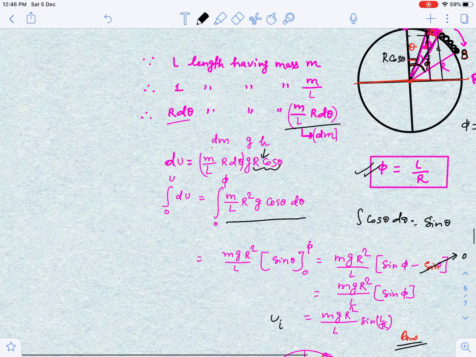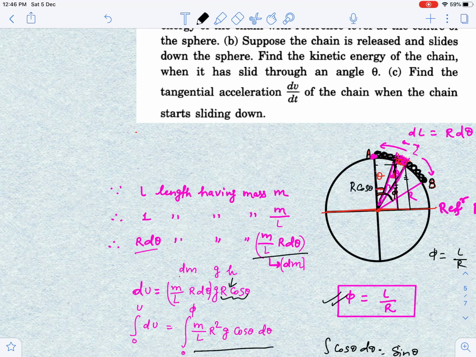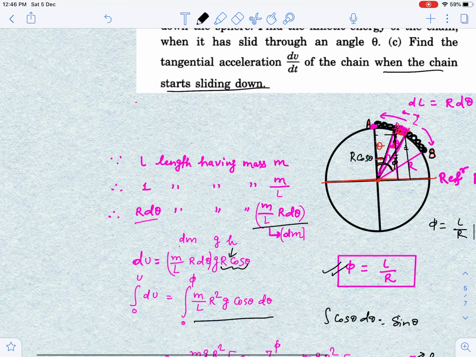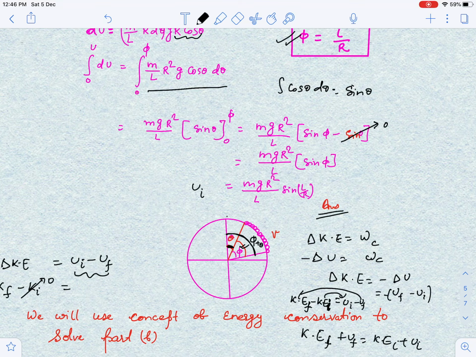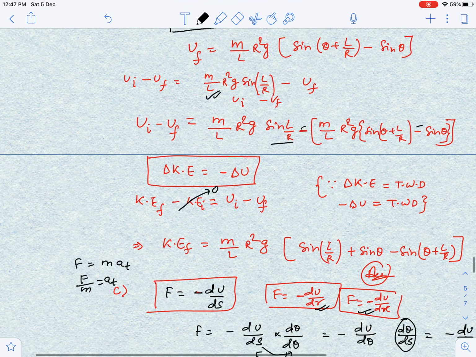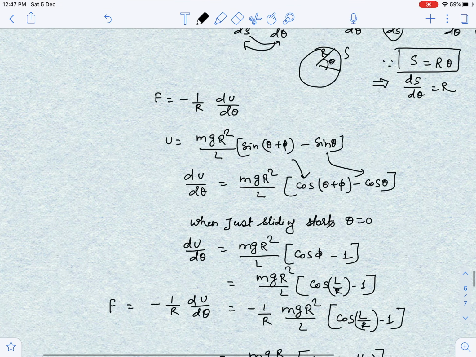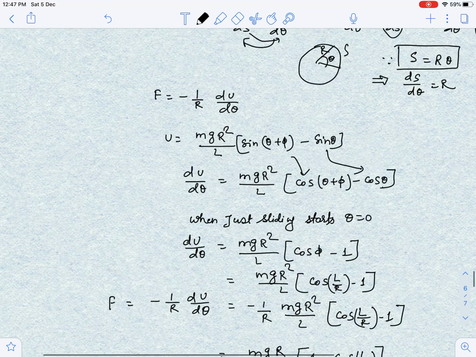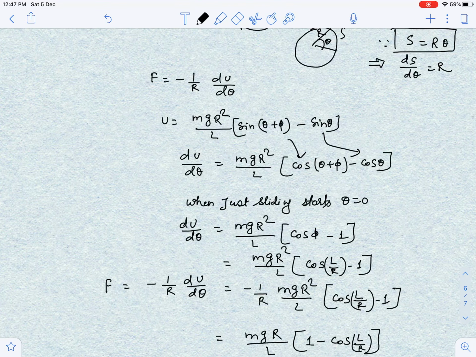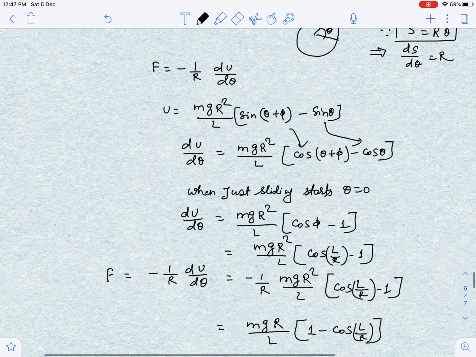Now guys, it is given that it just starts sliding. You have to find the tangential acceleration when the chain starts sliding down. So when the chain starts sliding down, I can take theta as 0, because when it just starts sliding down, this is the case when the chain will be here. So this angle theta reduces to 0. That's why I had taken theta equal to 0 here. Now substituting theta equal to 0, I know that cos of 0 plus phi is cos phi and cos 0 is 1. So dU by d theta I got m g r square by L times cos phi minus 1, so m g r square by L times cos L by r minus 1.